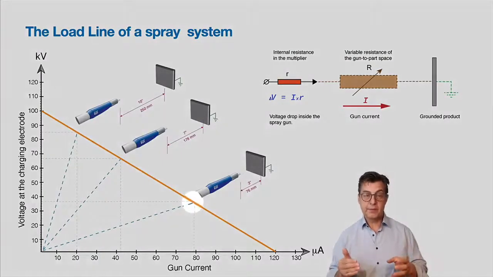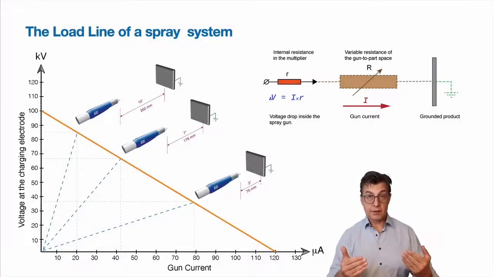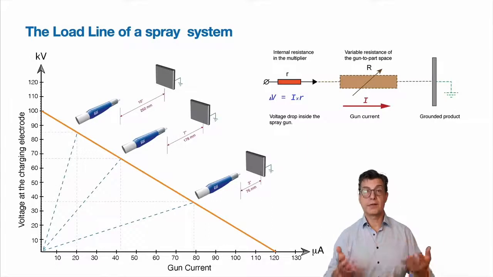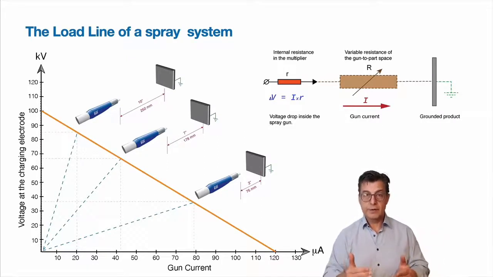While the voltage at the tip of the gun actually follows the load line, the controller will keep showing us 100 kV. Therefore, when we control voltage, we actually don't control anything, because the voltage fluctuates and the current fluctuates.